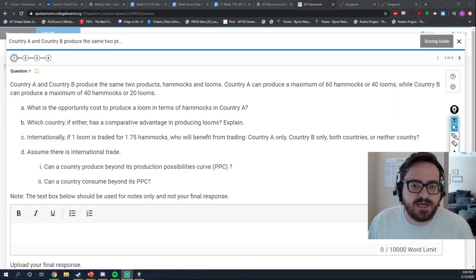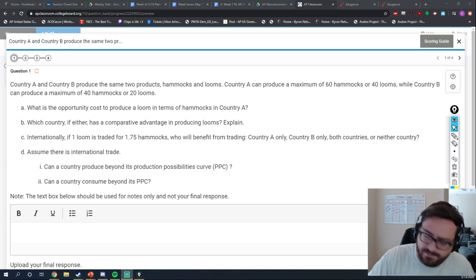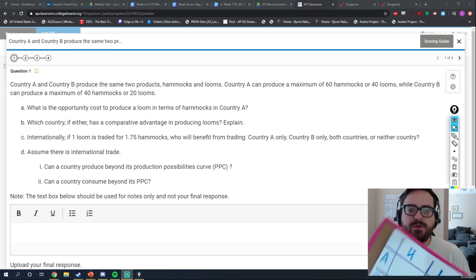Let me move my head out of the way so you can see the full thing. So we've got country A and country B can produce the same two products, hammocks and looms. So country A, country B, hammocks and looms. So what I'm doing is this.